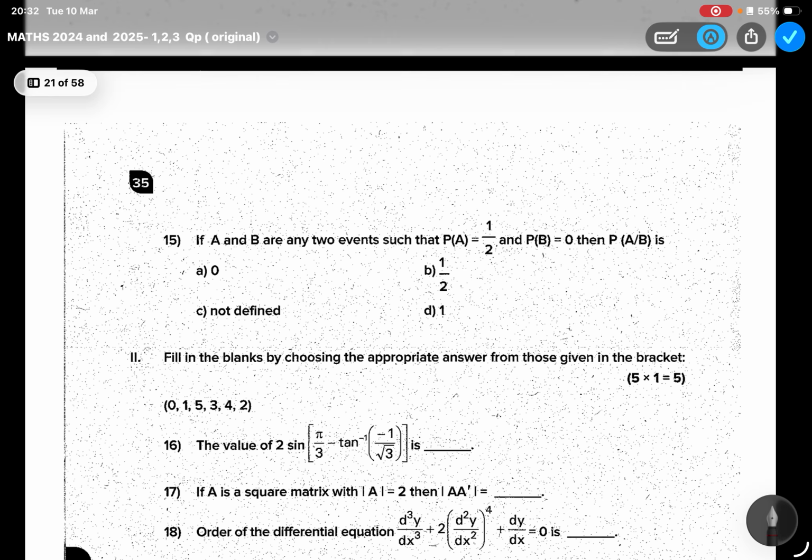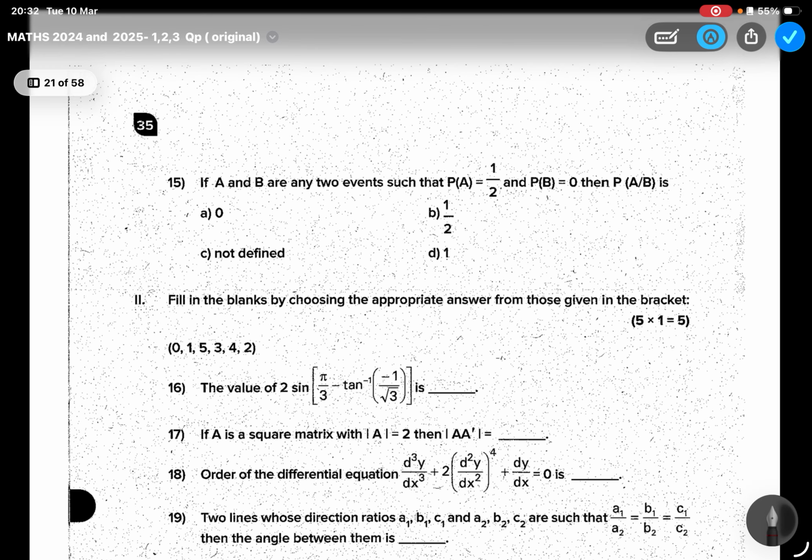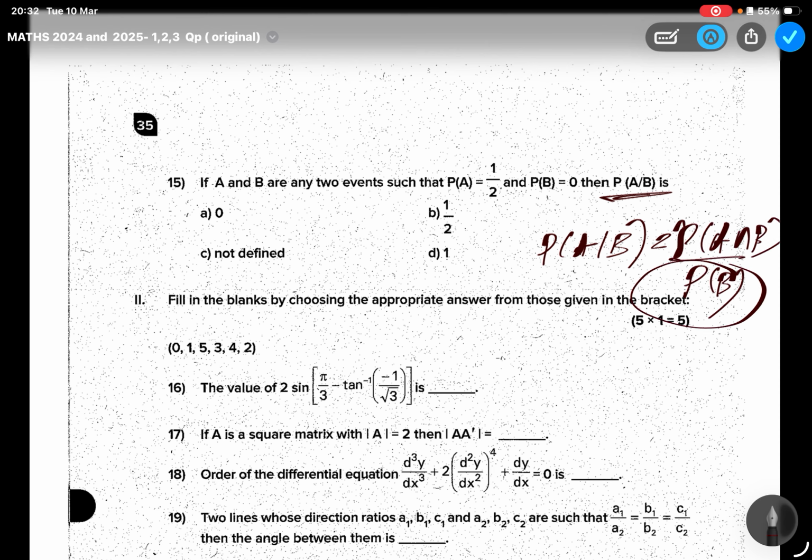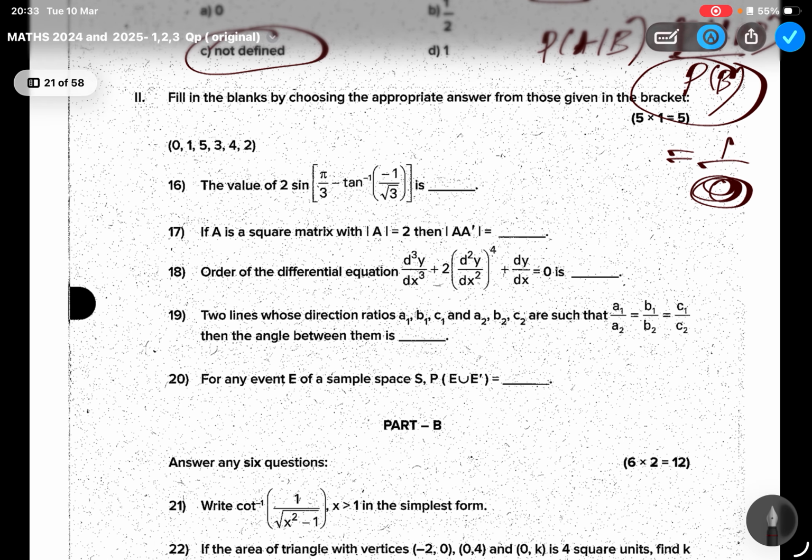So next, if A and B are any two events such that probability of A is 1 by 2 and probability of B is 0, find probability of A given B. What is the formula for A given B? That is probability of A intersection B divided by probability of B. So probability of B is 0, so the denominator is 0, hence it does not exist. It means not defined. Fill in the blanks.